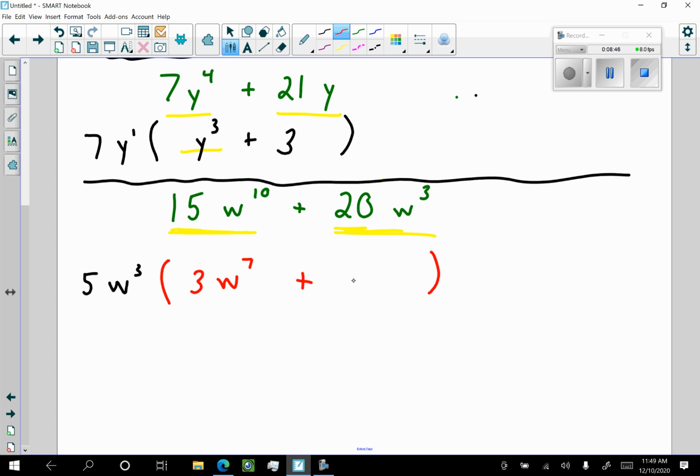5 times what is 20? It's going to be 4. w cubed times 1 is w cubed. So this is the factorization. Let's get a little bit wild and crazy on this next example here.